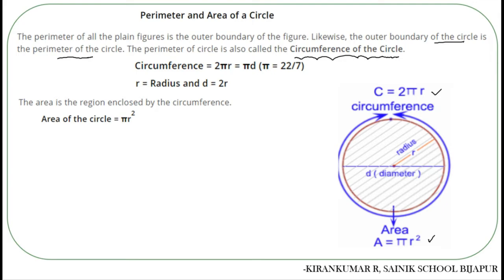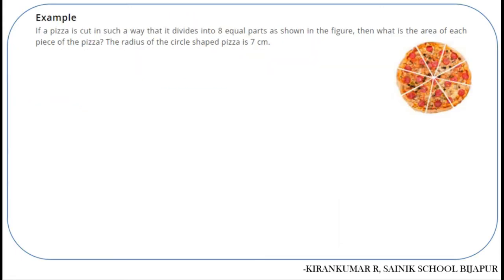Let me take up an example. If a pizza is cut into 8 equal parts as shown in the figure, then what is the area of each piece of pizza? The radius of the circle shaped pizza is 7 centimeter. Here 7 centimeter is the radius.